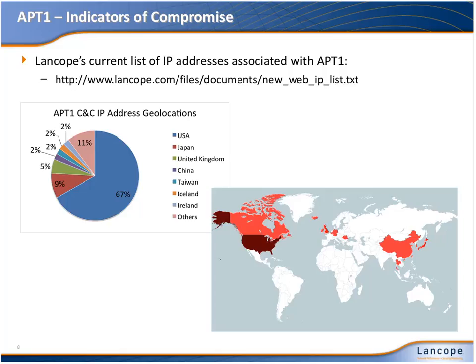In any event, we took this list of IP addresses and geolocated it, because it's interesting to see where these command and control systems are located. They are largely in the United States, and there are other systems all over the world. The next most common location is Japan, followed by the United Kingdom. The point here is that, for some reason, people associate the location of the command and control system with the location of the attacker, and those things are not the same.